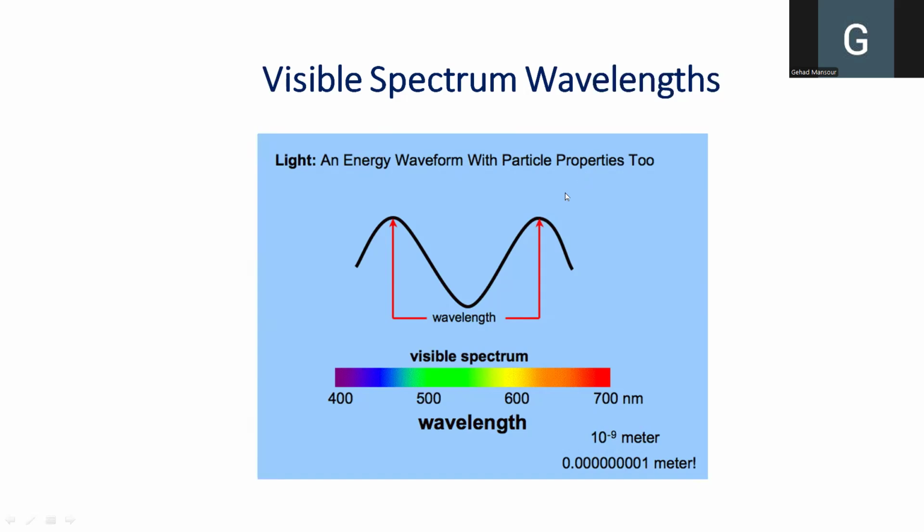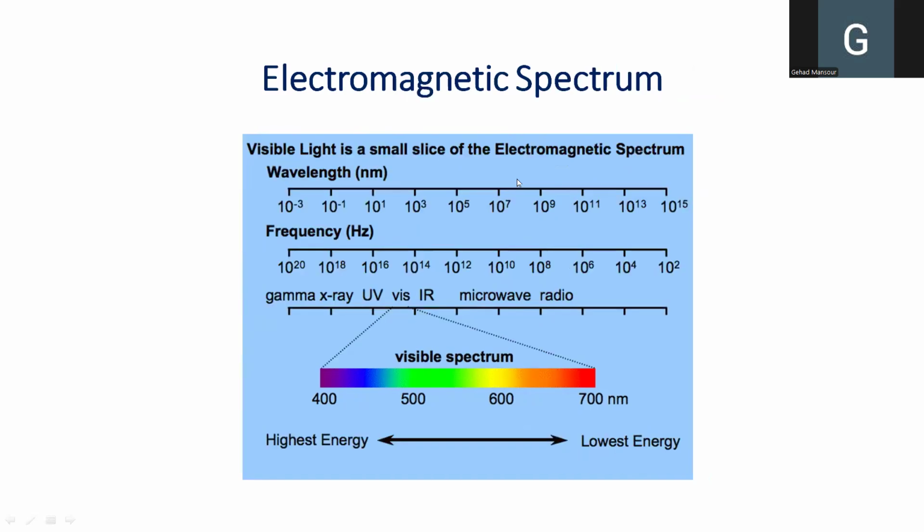And particle properties means that they have a mass and they have a velocity. But when the photons hit a certain body, a solid body, they lose their mass, and this mass is converted into energy, and that's why they give us this kind of heat energy and light energy.